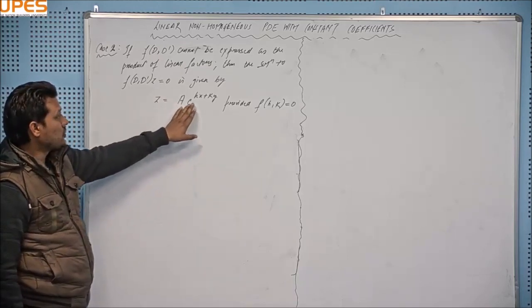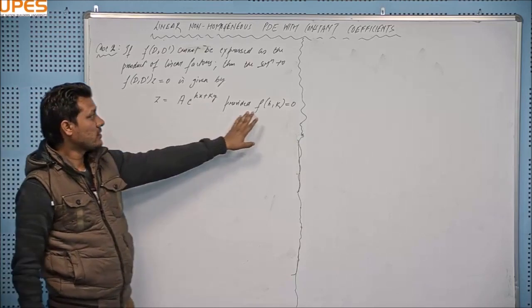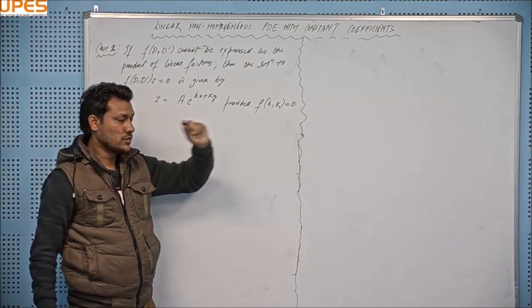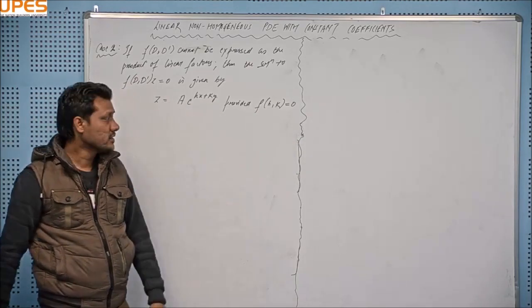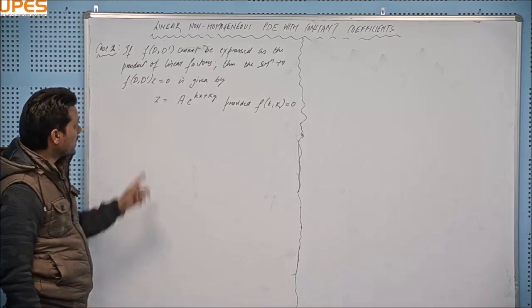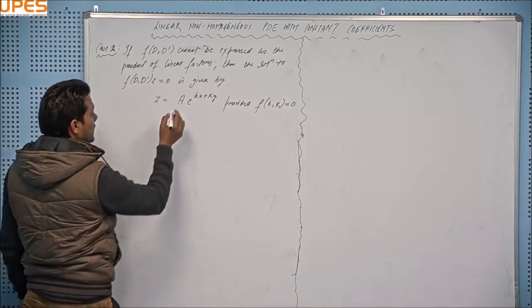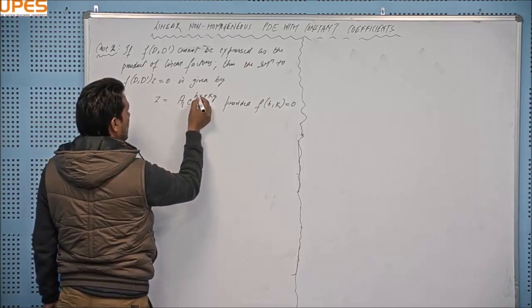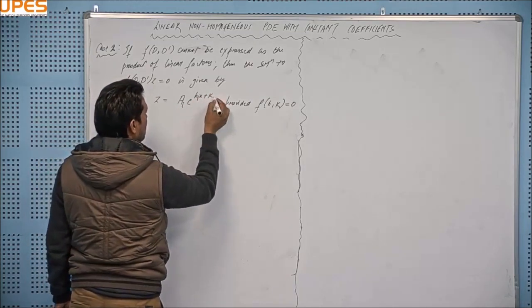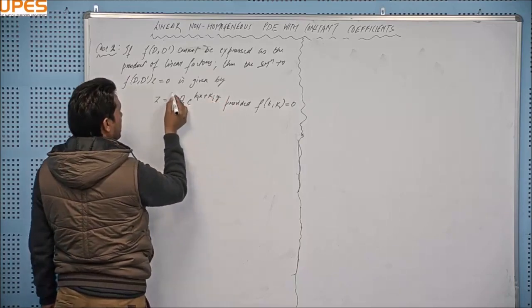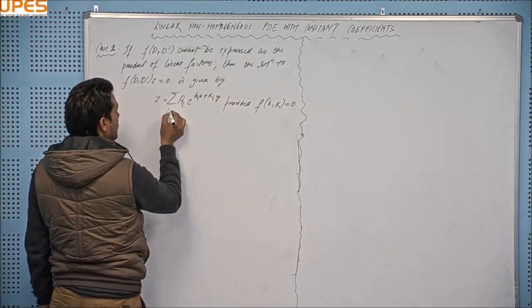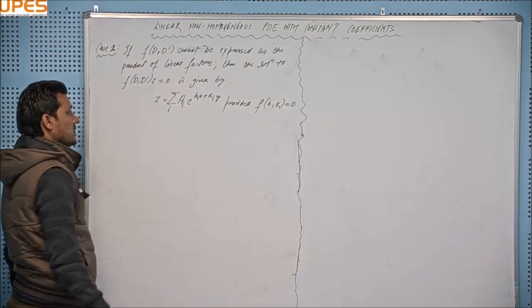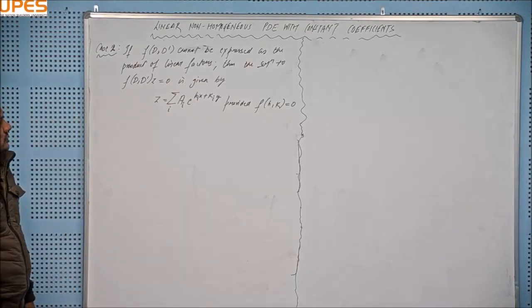A times e to the power hx plus ky, provided f of h comma k should be equal to 0. Why am I writing that? Actually, we should write the most general form, that is A_i e to the power h_i x plus k_i y, and the summation runs for i equal to 1 to infinity. This is the solution.